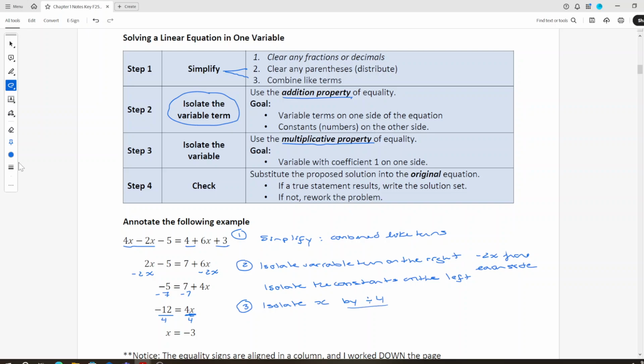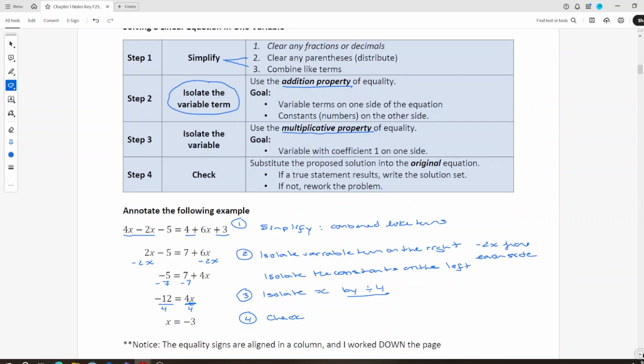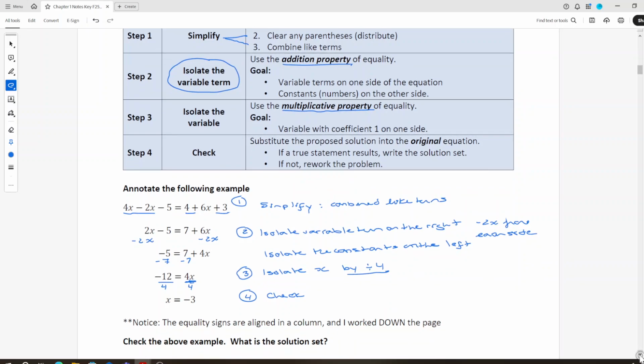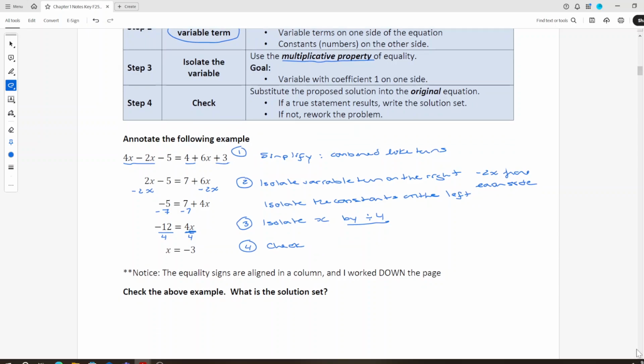Now I don't need this part here because I showed it over there. I noticed that I wrote minus 2x from each side. This one I wrote by dividing by 4. This one I didn't write minusing 7 because I can see that I did it here. And then step number 4 isn't really a visible one, potentially, right? It's to check. Now we're going to check this equation solution below. So I'm going to do it down here. Okay, but that was my process. Step 1, step 2, step 3, step 4.